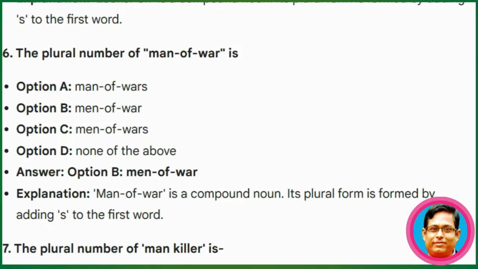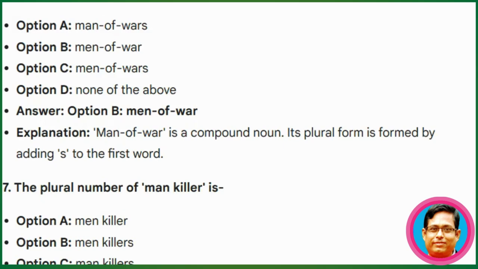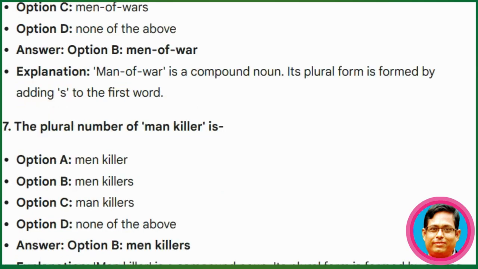6. The plural number of man of war is option A, man of wars. Option B, men of war. Option C, men of wars. Option D, none of the above. Answer, option B, men of war. Explanation. Man of war is a compound noun. Its plural form is formed by adding s to the first word.